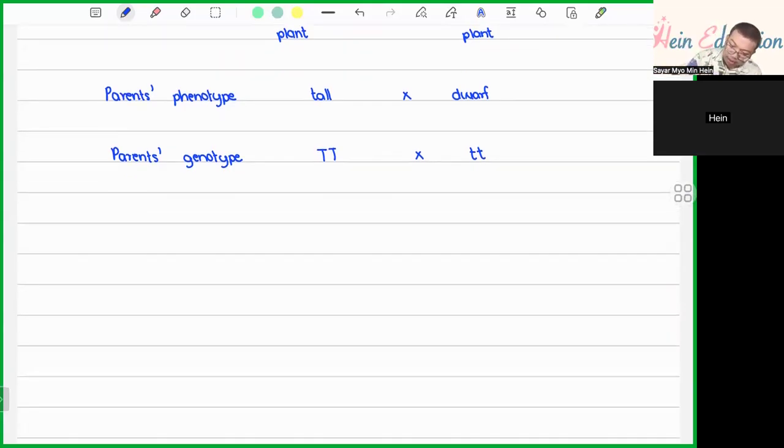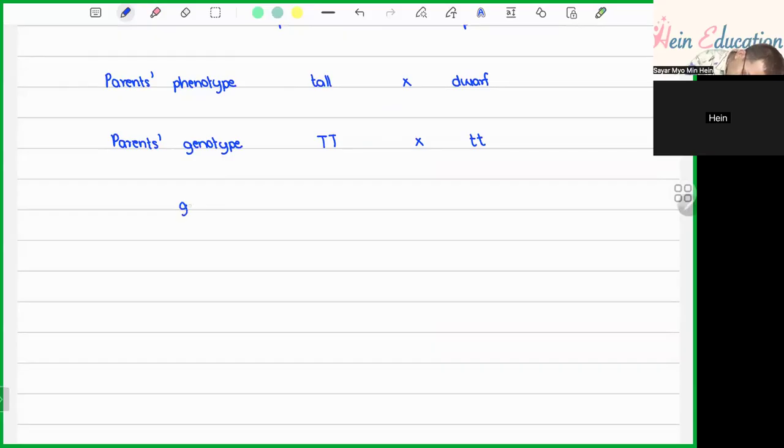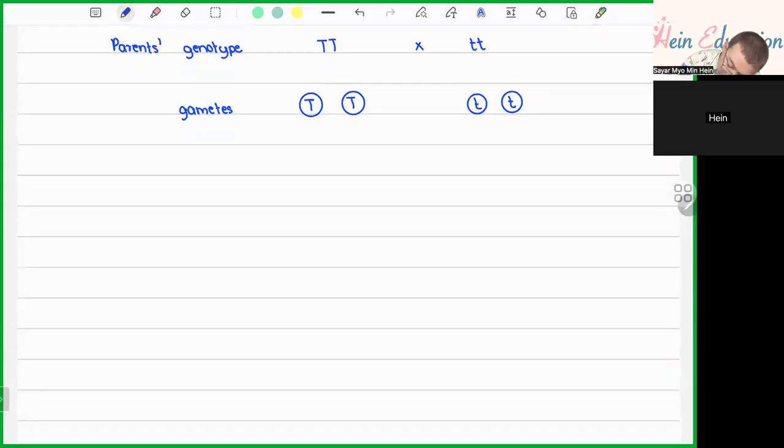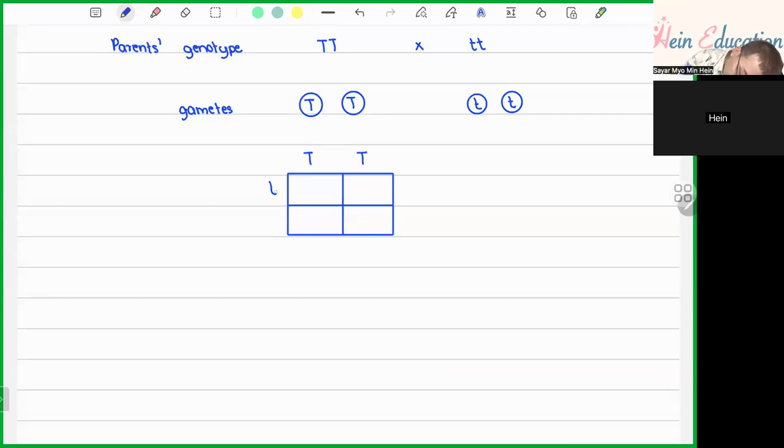Then here we will have gametes, or sex cells. Here they will give you capital T and capital T, or you can write two circles, or one circle is also enough because they are the same. And we got small t. After that, we have to draw a Punnett square. Please make sure you use your ruler to draw a nice rectangular box to be able to do the calculation. Let's put the gametes here and here.